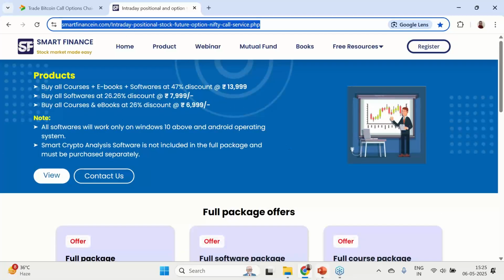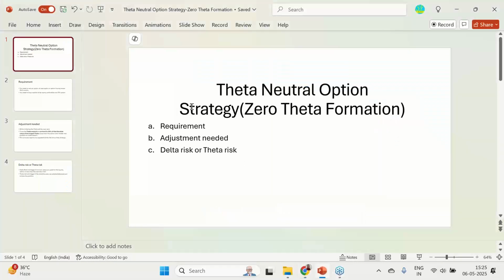So in this particular video, I am going to take the theta neutral option strategy. Normally, when we initiate a theta neutral, we keep some positive theta or negative theta to manage the delta risk or theta risk. However, I will be explaining this with the zero theta format. So we will be keeping a theta neutral with zero theta.